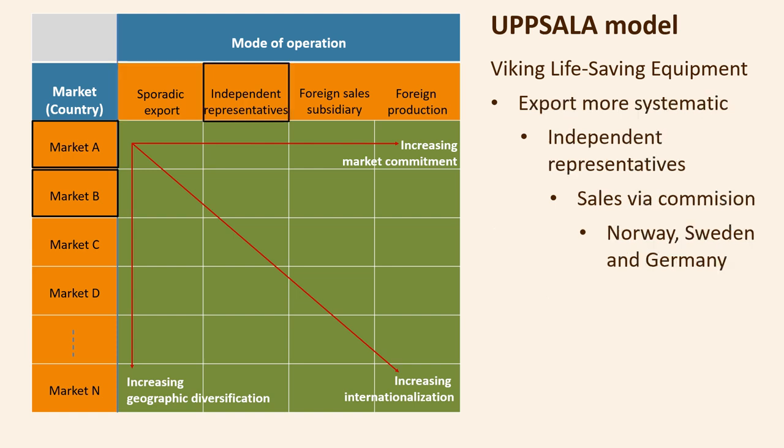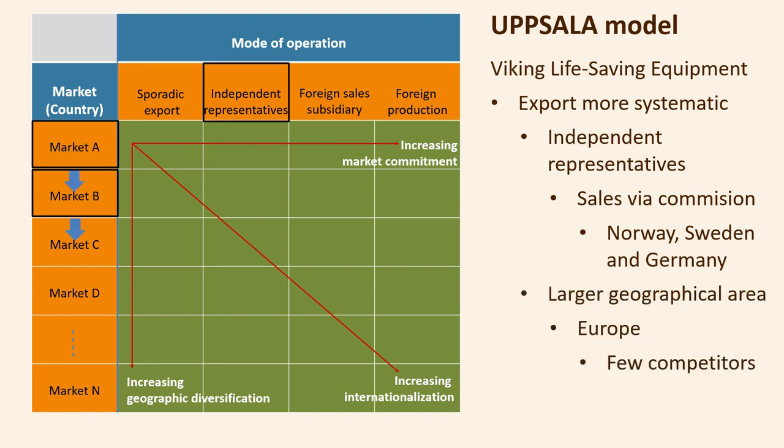Later, exports became more systematic, and the company expanded with sales via commission through independent representatives in Norway, Sweden and Germany. The home market and the Nordics became too small. Viking began by looking at a larger geographical area in Europe. It was an obvious choice, as Viking had only a few significant competitors in England, Germany and France.